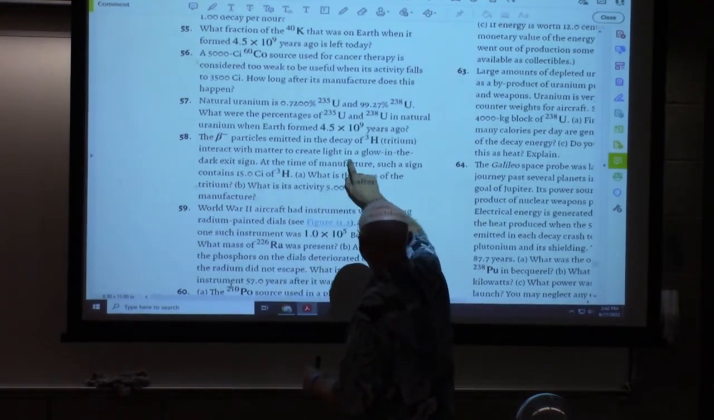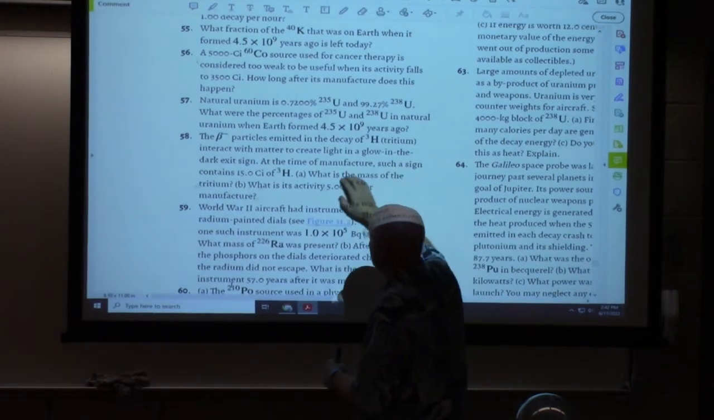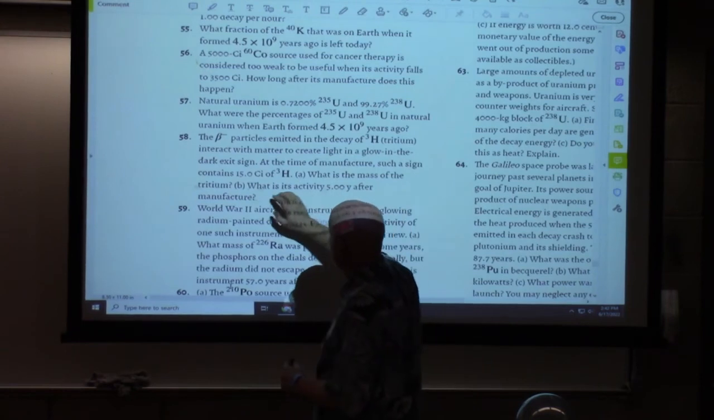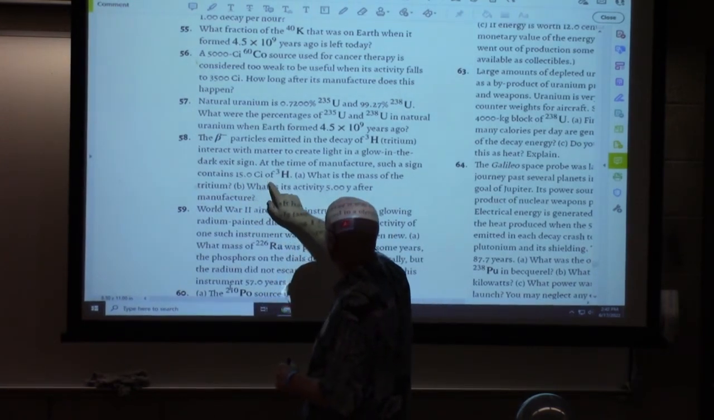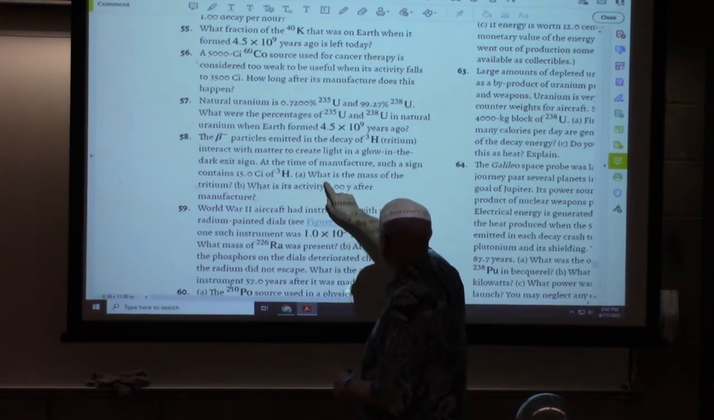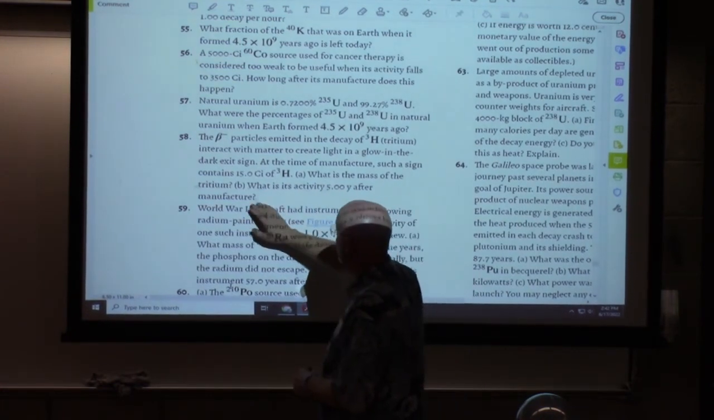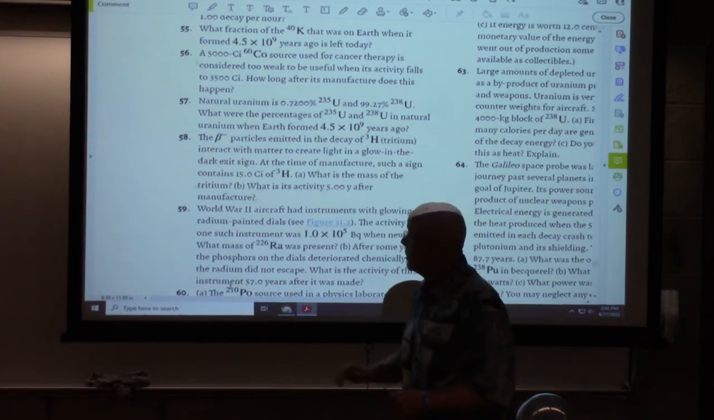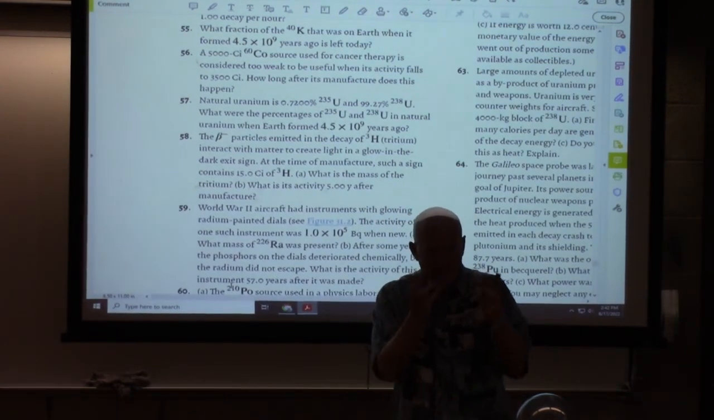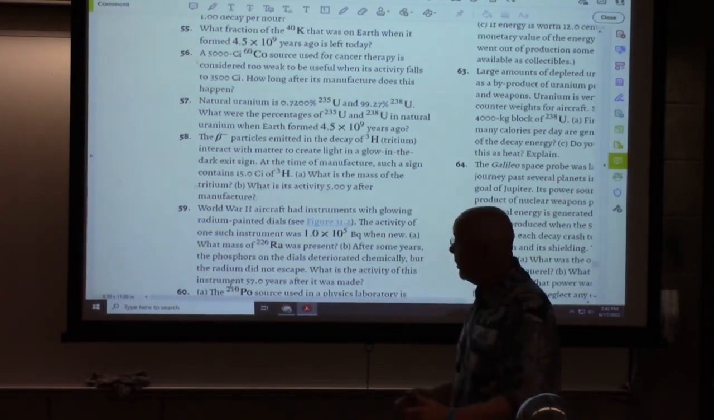They interact with matter to create light, such as glow-in-the-light exit signs. At the time it was manufactured, such a sign contained 15 curies of H3. The first part of this says, what is the mass of the tritium? So 15 curies is quite a bit, and so how much tritium do we need for that?